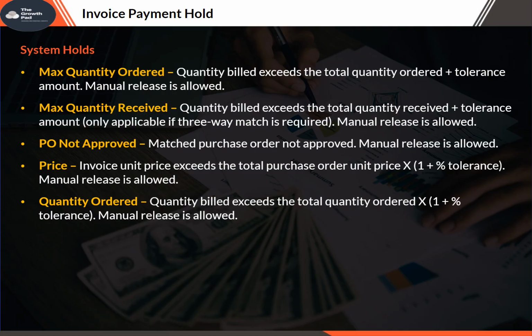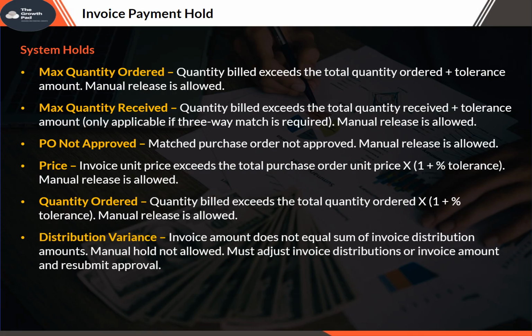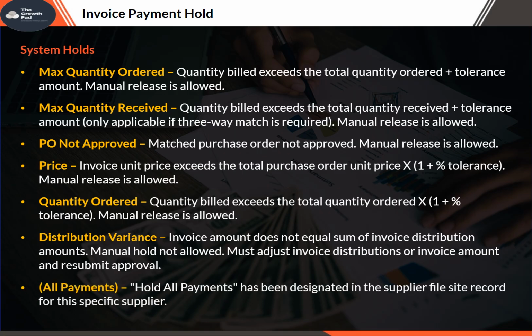Manual release is allowed. Distribution variance, invoice amount does not equal sum of invoice distribution amounts. Manual release not allowed. Must adjust invoice distributions, or invoice amount and resubmit approval. All payments, hold all payments has been designated in the supplier file, site record for this specific supplier.